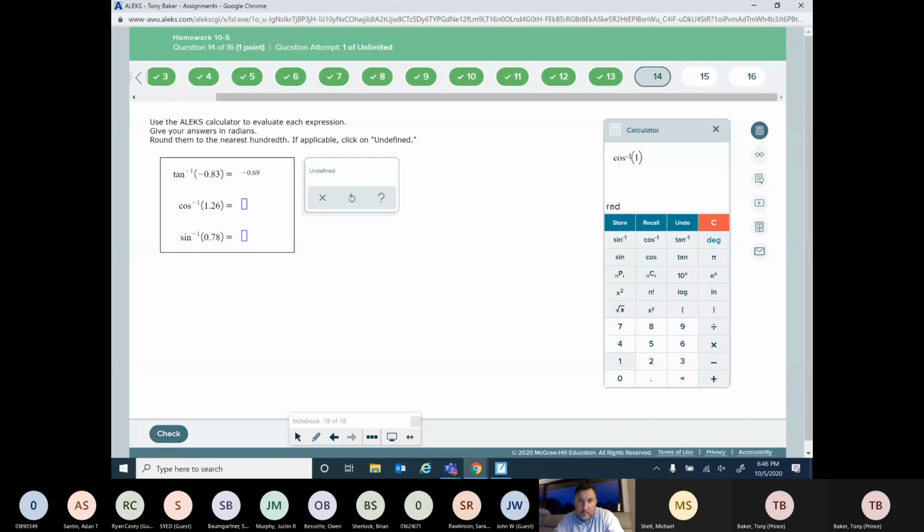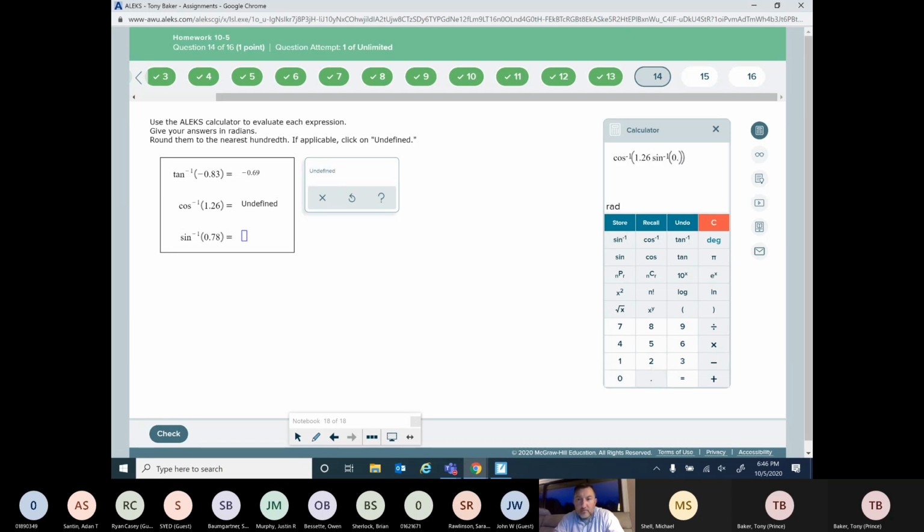So cosine -1 of 1.26. And that's going to be undefined. Because remember, cosine has to be between -1 and 1. So we're finding the angle. There is no angle that's out there that's going to give me an answer when I find the cosine of it of 1.26. So we know that's undefined. Your calculator will give you a couple different answers. Most calculators will just give you an error. So if you get the error, it's going to be undefined. The Alex calculator does give you the term undefined.